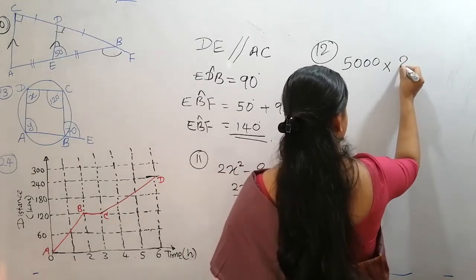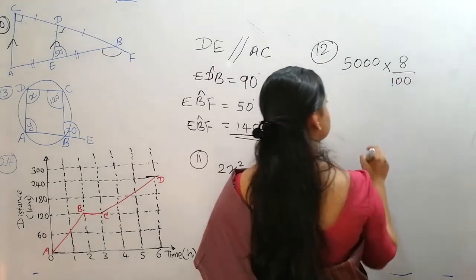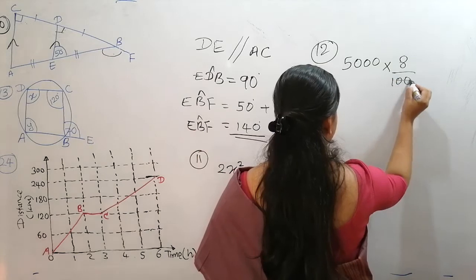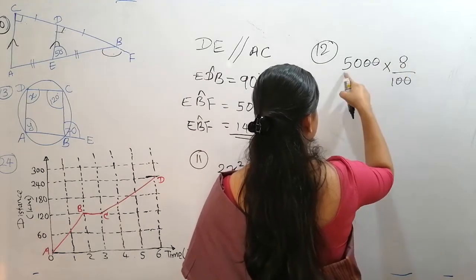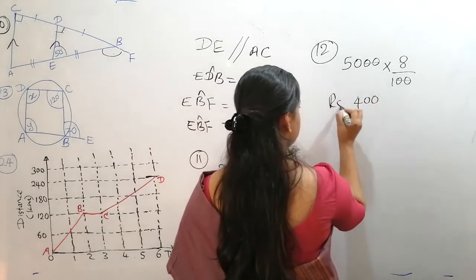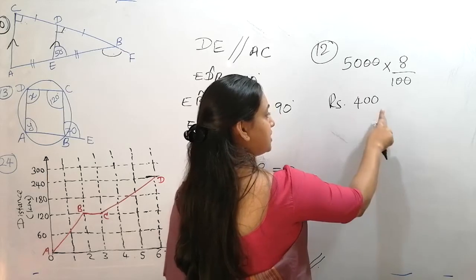Then the 8% of 5,000 will be added within the first year. Then we can simplify: 8 into 5 is 400 rupees. This is the interest for the first year.